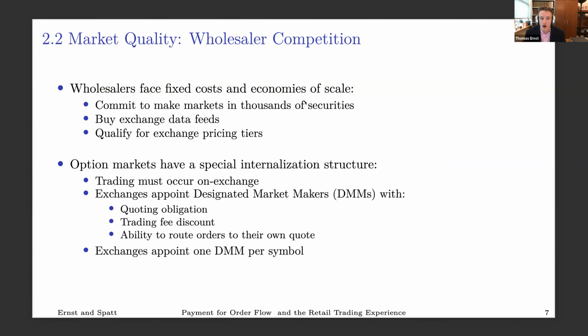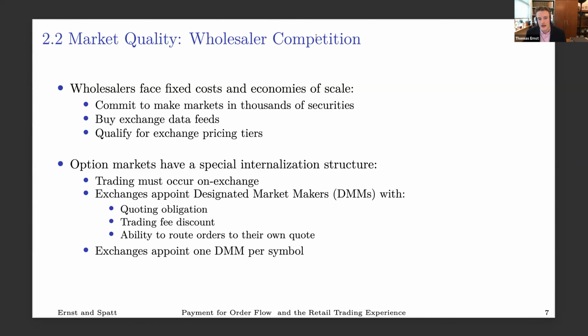So in the option market, all trading has to occur on exchange, but exchanges have ways of making it easy to internalize. Internalizing is the idea that if you buy order flow from a broker, you want to make sure you're the one who trades against those orders. And one really critical way, the most technical point I want to make, is that in the option market, this often happens through designated market maker assignments, where exchanges will appoint one DMM per symbol, and that DMM has some quoting obligations. They get a trading fee discount, but also they get the ability to route orders to their own quote. And this is really important for internalizing.